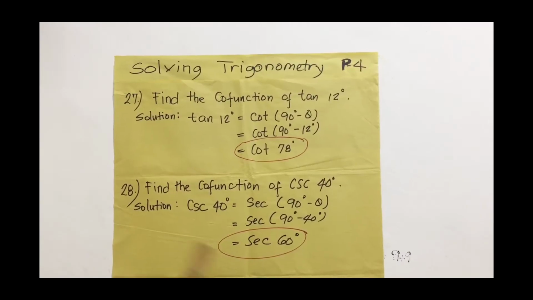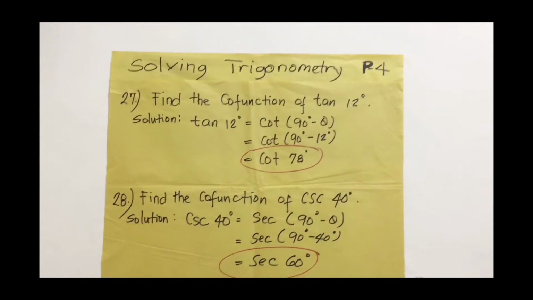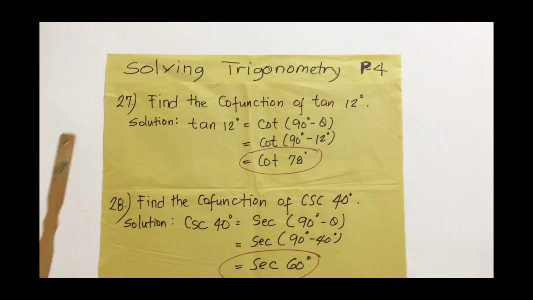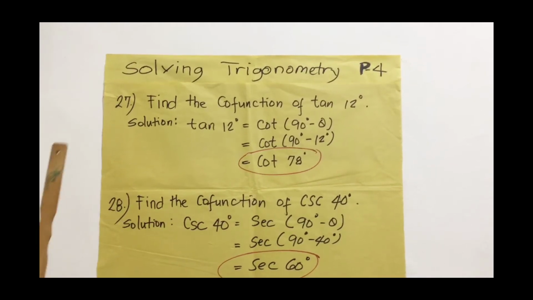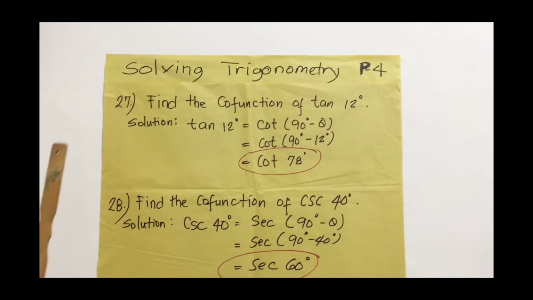Hello everyone, today we continue solving trigonometry part 4. We are now in number 27. The question is: find the co-function of tangent 12 degrees. Tangent is one of the trigonometric functions, and the co-function of tangent is cotangent. And we have the formula.